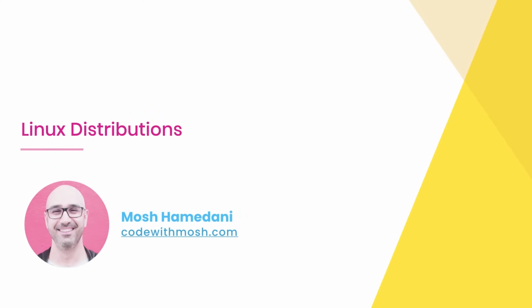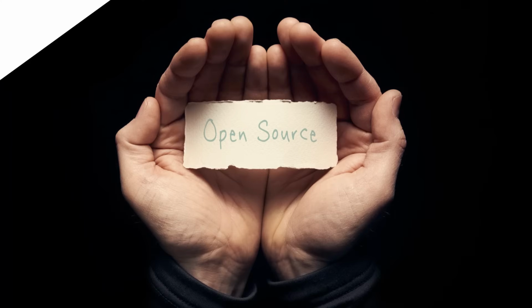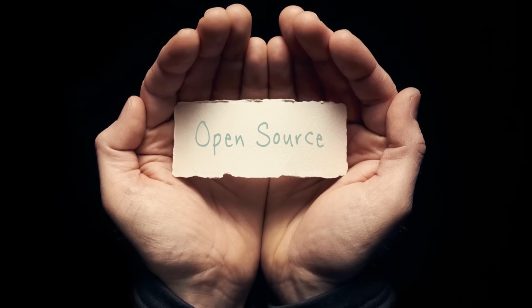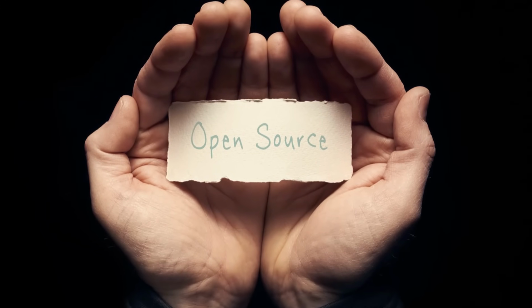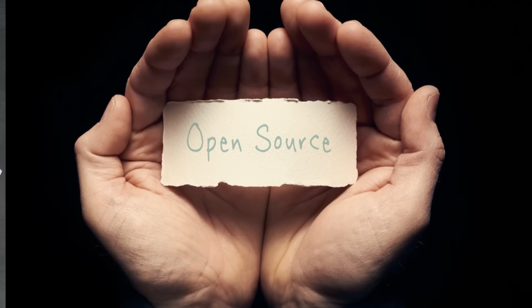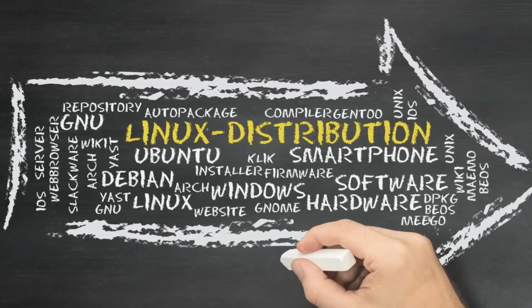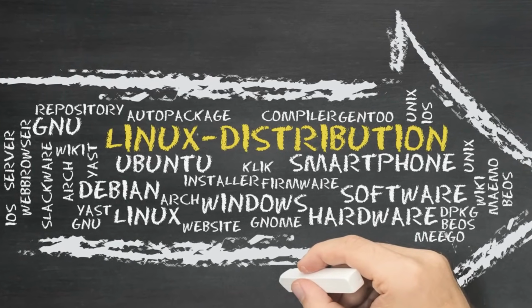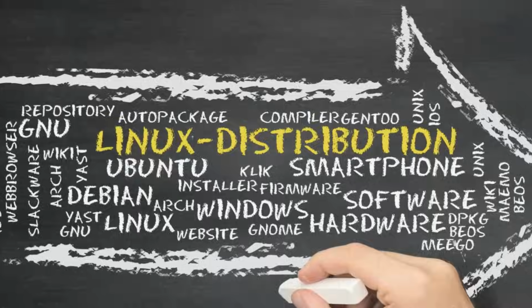Let's start off this section by talking about Linux distributions, also called Linux distros. So as you probably know, Linux is open source software. And for this reason, many individuals and communities have created their own version of Linux called Linux distributions. Each of these distributions is made to fit specialized needs like running servers, desktop computers, mobile phones, and so on.